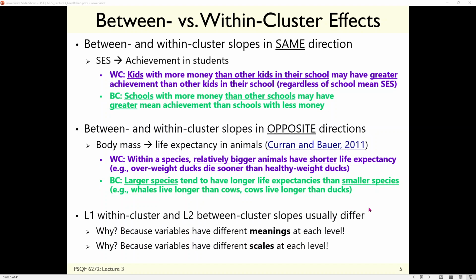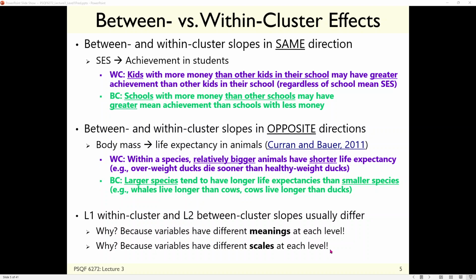So in multi-level data, we have to think about what the relationships are among the variables at each level, because it may not represent the same thing conceptually. These variables have different meanings. Average blood pressure is a proxy for overall fitness. Current blood pressure is a proxy for biological activity. But then also, these variables have different scales.